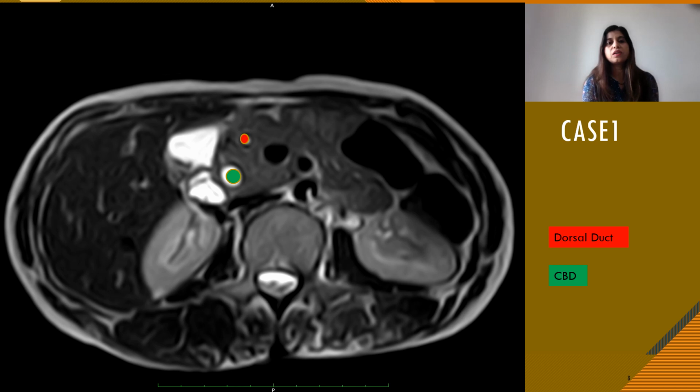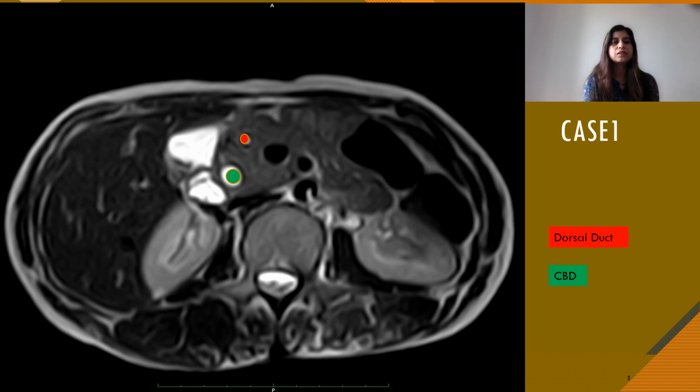This is case one, a 40-year-old female who presented with multiple episodes of pancreatitis in the last 4 to 5 years, and the gastrosurgeon sent her to our center to rule out pancreas divisum. This is the axial T2 weighted images with 3 mm thickness.